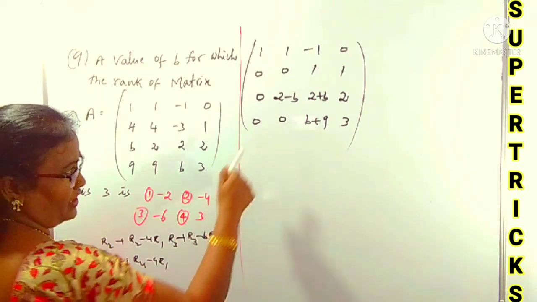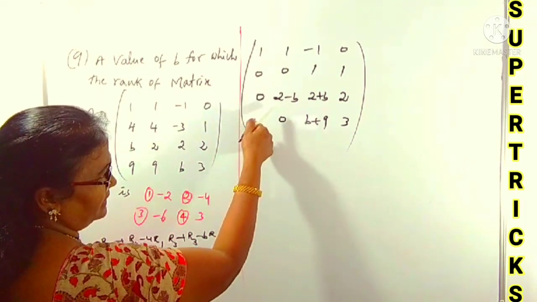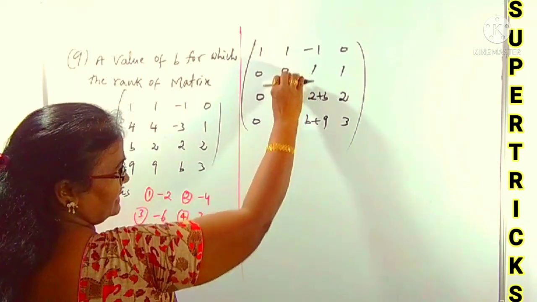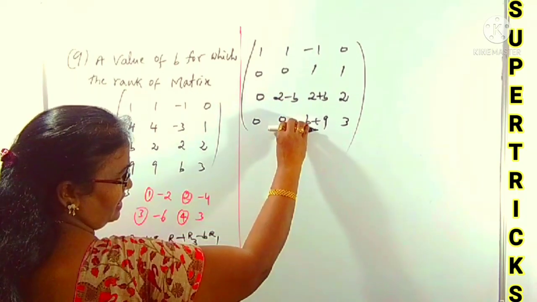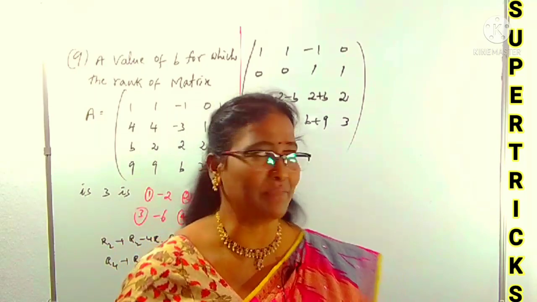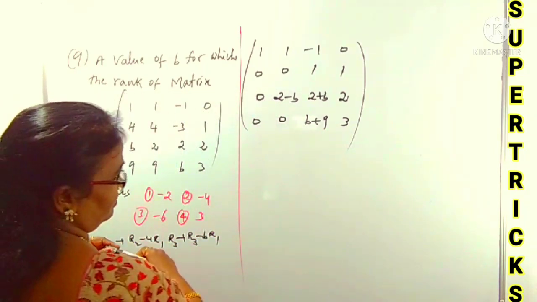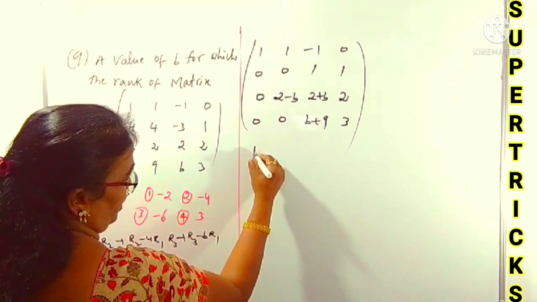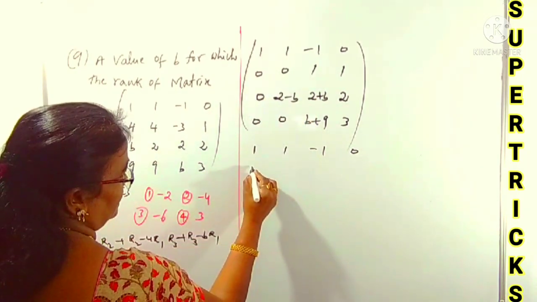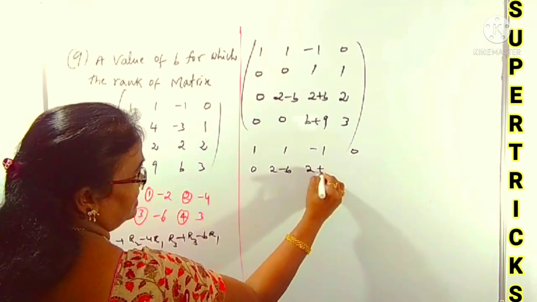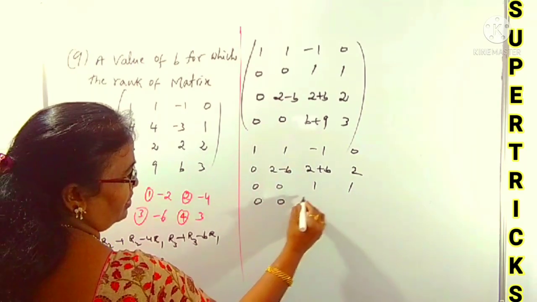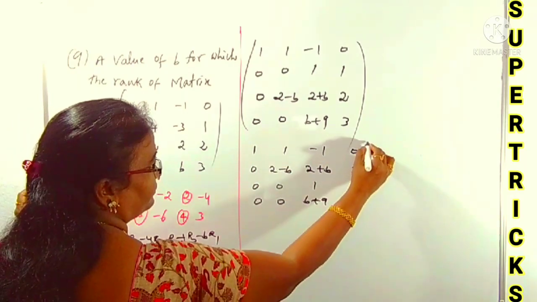Again, we can concentrate on the remaining zeros. Already this is 2 minus b, and this is a 0. We can interchange these two. I am taking this one down, and this one also down, because it is better to reduce the zeros from the bottom onwards. To reduce the zeros, I am using one more step here. 1, 1, minus 1, 0 as it is. I am interchanging these two: 0, 2 minus b, 2 plus b, 2. Then 0, 0, 1, 1. Last row: 0, 0, b plus 9, 3.